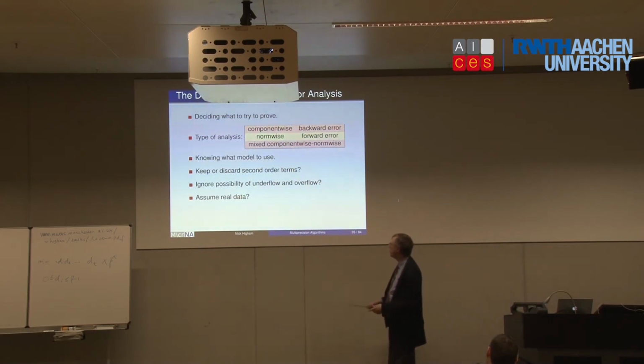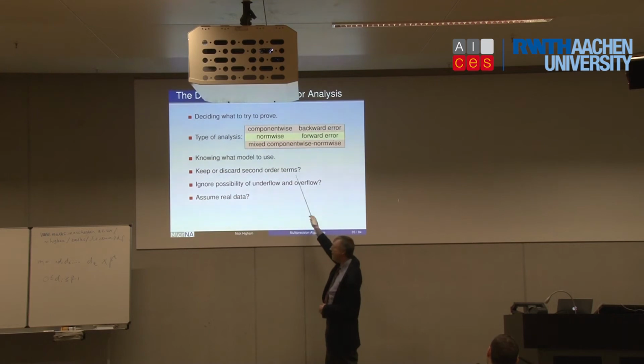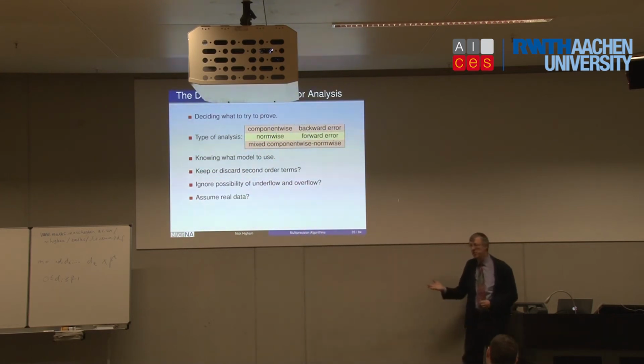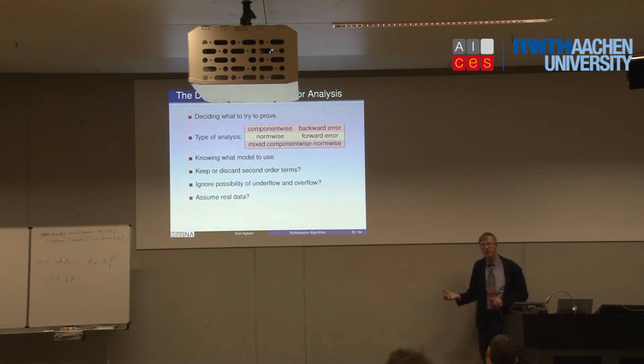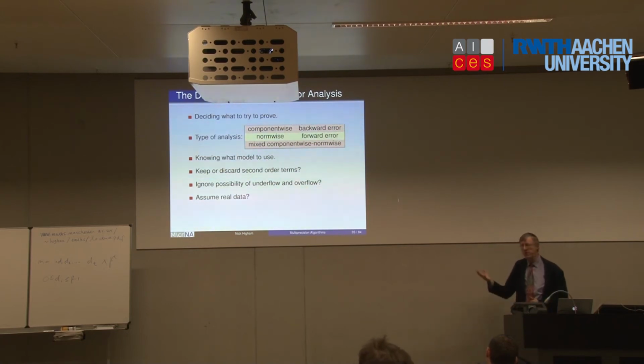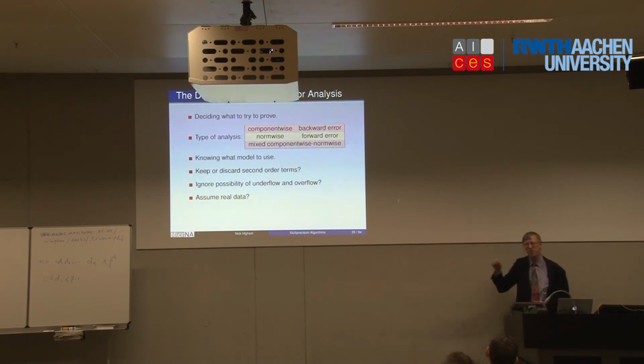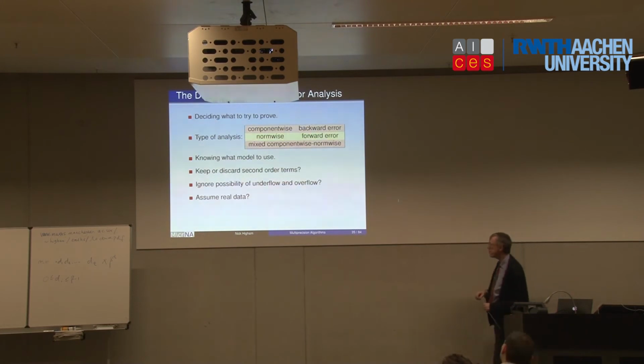You need to worry about whether you're going to keep or discard higher order terms in the analysis. There's a danger that you're discarding something that can be big. In fact, if you give a talk and you write down error is something plus big O of u squared, you can always be sure someone will say, well, what's the constant in that big O term? I'm worried that it can get big. And so ideally you would want to track that.